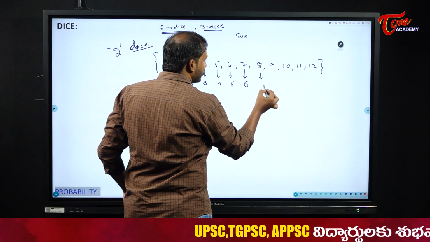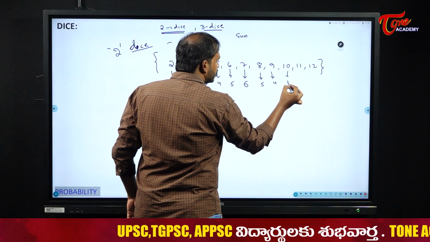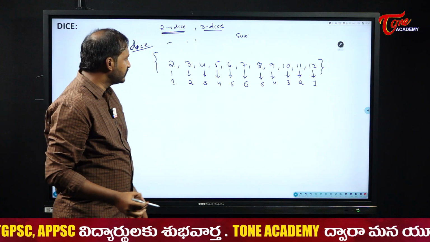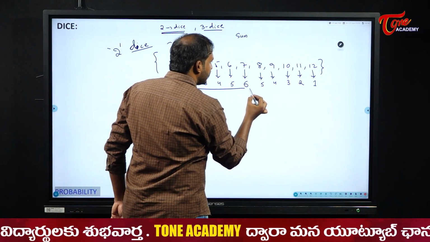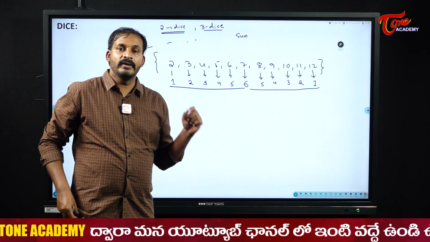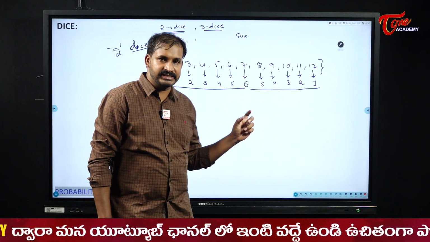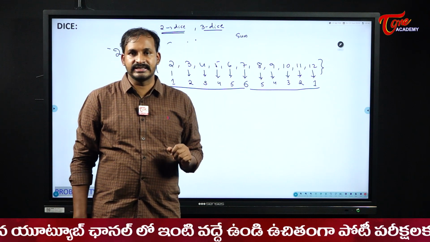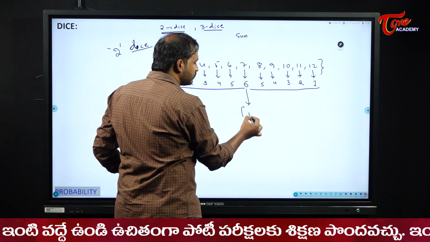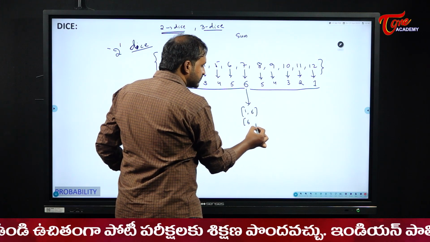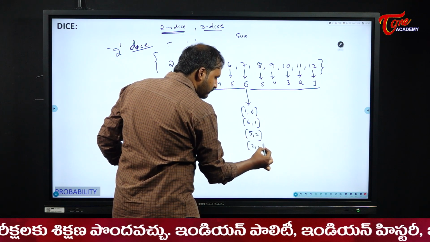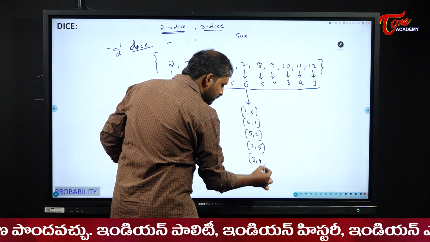So once again 5, 4, 3, 2, 1. Please observe carefully. 1 to 6 it went and from 6 to 1 it came. So that means the sum, how many times? To get the sum as 7 means there are 6 chances to get the sum as 7. What are those 6 chances? Just now we have seen. 1, 6, 6, 1, 5, 2, 2, 5, 3, 4 and 4, 3.